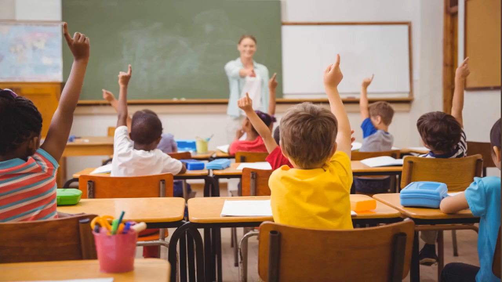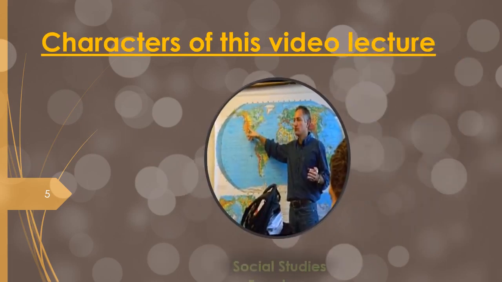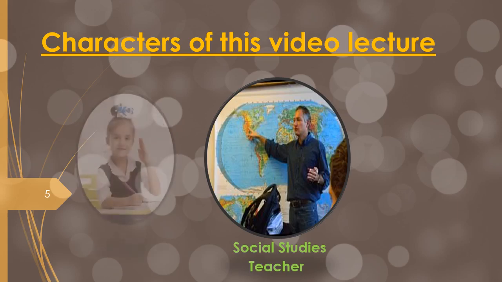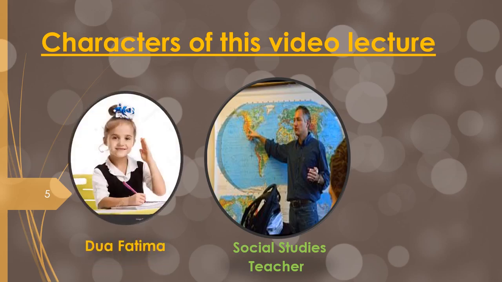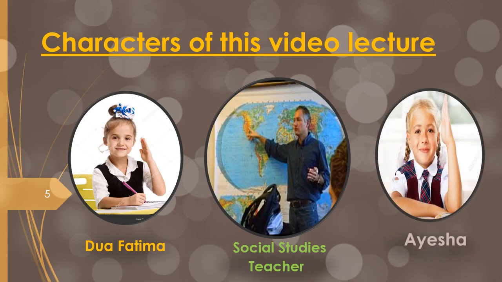Students, there are 3 characters in this video lecture. First one, in the center of the screen, is the teacher of social studies to grade 5. Along with the teacher, there are 2 students. On the right-hand side of the teacher is Dua Fatima. She is an intelligent student of grade 5. While on the left-hand side of the teacher is Ashura. She is also an intelligent and hardworking student of grade 5. Both students have learned all topics of the lesson and they will give their responses to different questions and topics.